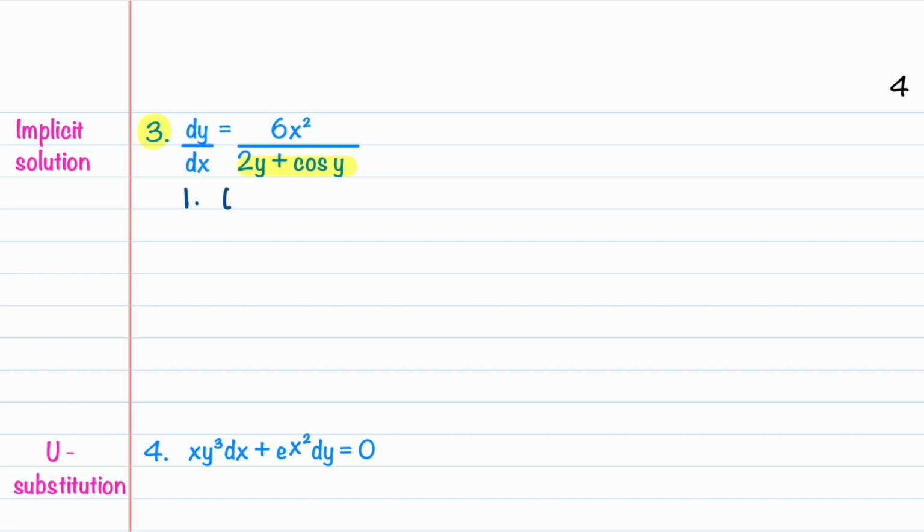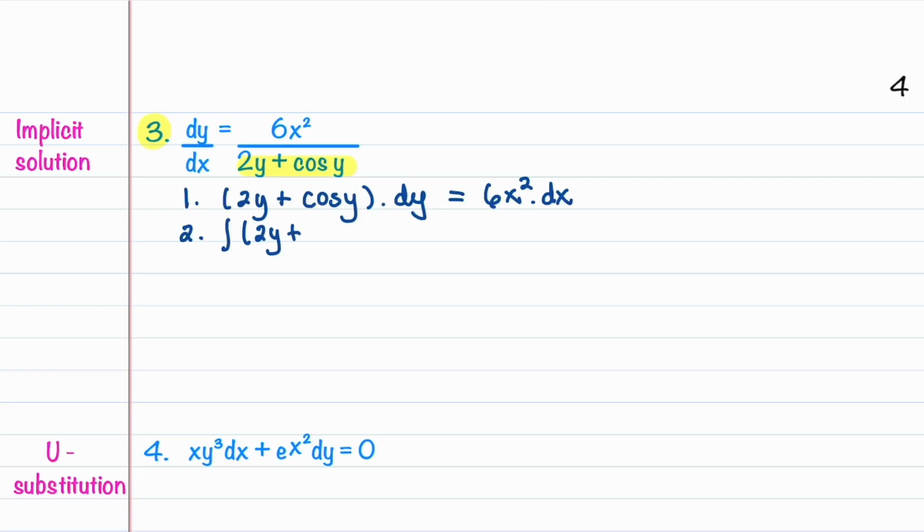We'll have to use parentheses. This gives us (2y plus cosine y) times dy is equal to 6x squared times dx. Step 2 is to integrate each side and then add on our arbitrary constant. This gives us the integral of (2y plus cosine y) dy is equal to the integral of 6x squared dx.